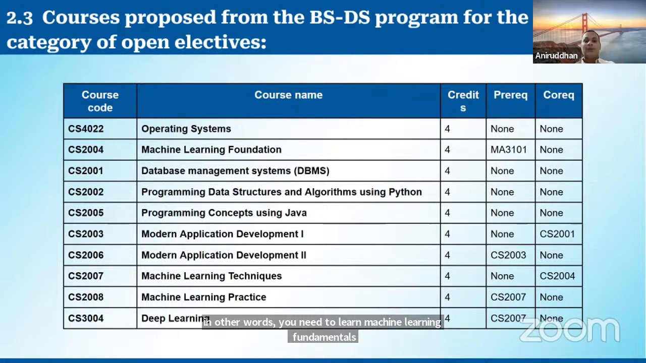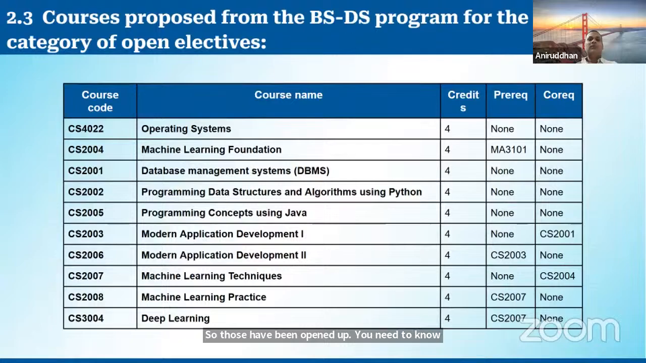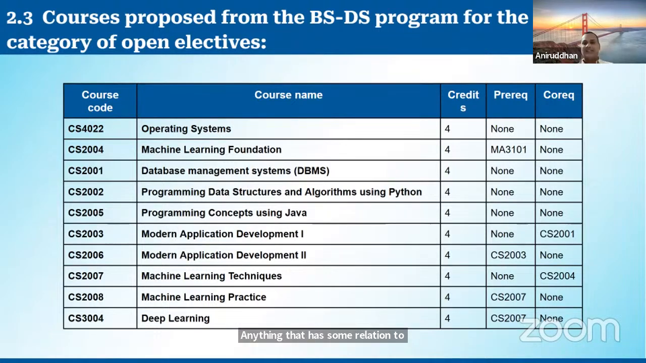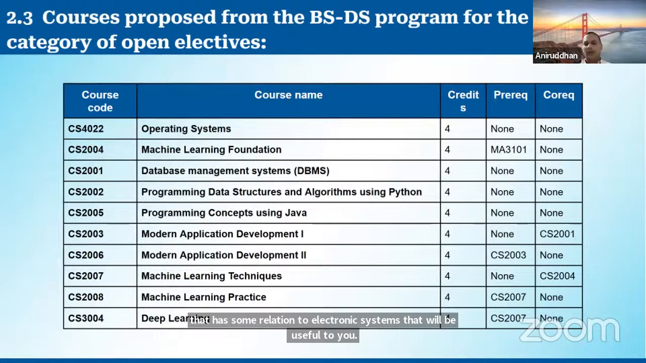You need to know programming at a deeper level. So that has been opened up in the form of electives from the data science program. You can see anything that has some relation to electronic systems and will be useful to you to take this to the next level has been opened up.